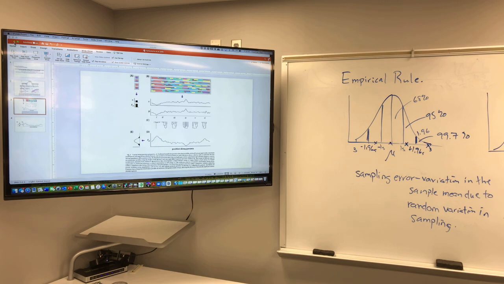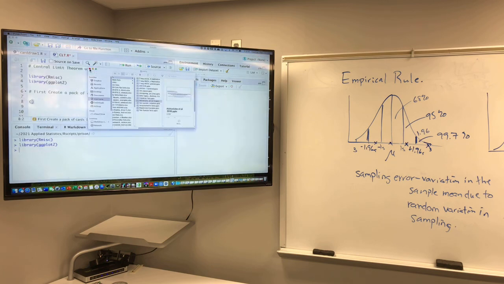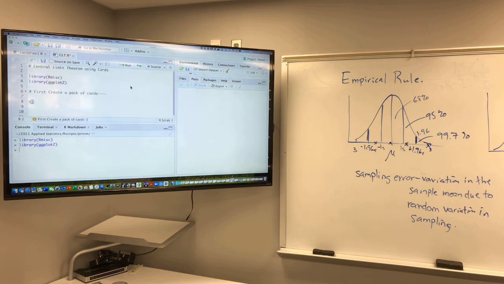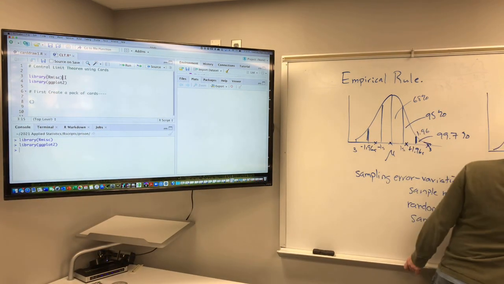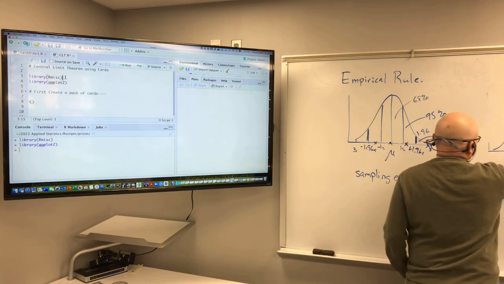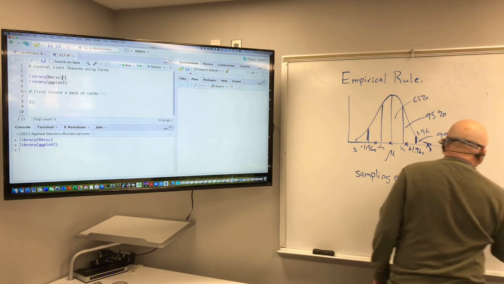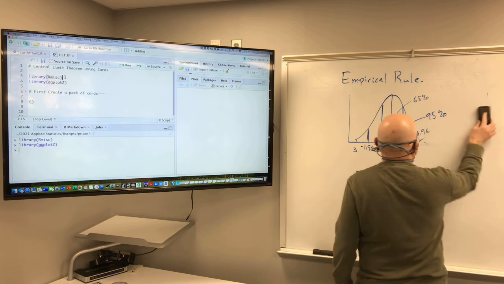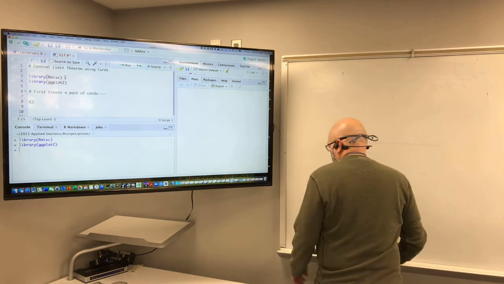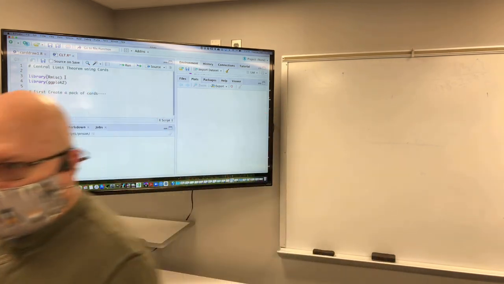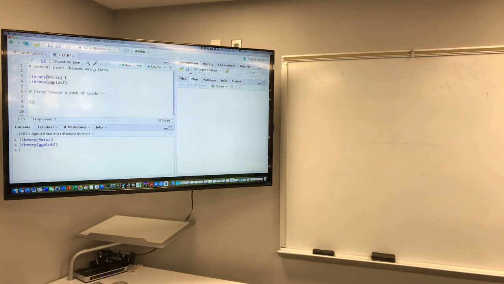All right, if you haven't already, install package rmisc. These instructions were on the board earlier, but then I erased them. And then once you've installed that package, load it up using the library command. And then once we have that, we will move on. Does everybody have their sticky notes? Anybody need sticky notes?